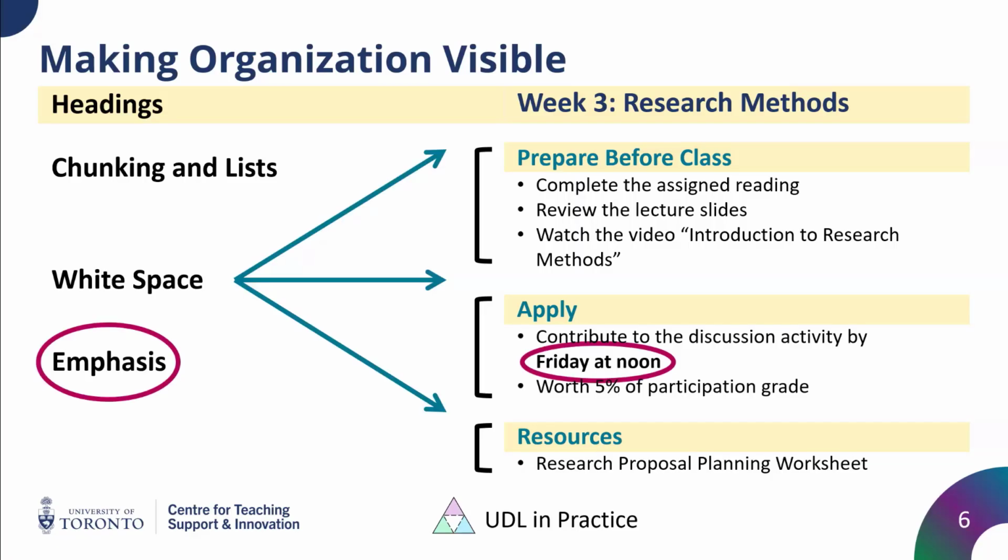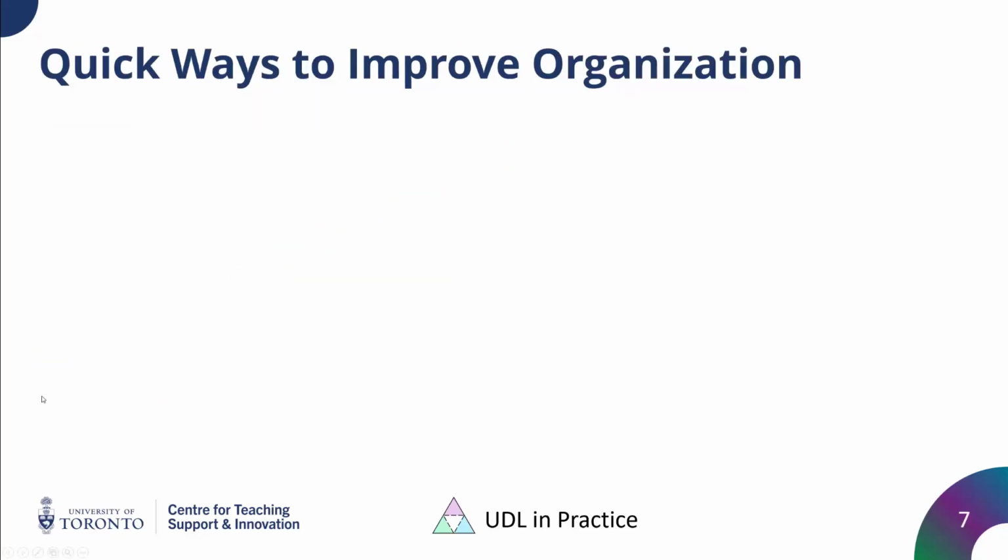We can also use emphasis strategically. In this example, the deadline stands out visually, helping learners identify an important detail without needing to reread the entire page. Finally, organization can communicate sequence. The progression from prepare to apply to resources helps learners understand where to start and what comes next. None of these strategies are particularly complex on its own, but together they can make the structure of the content much more visible. Here are a few practical strategies that you can possibly apply to your own materials.